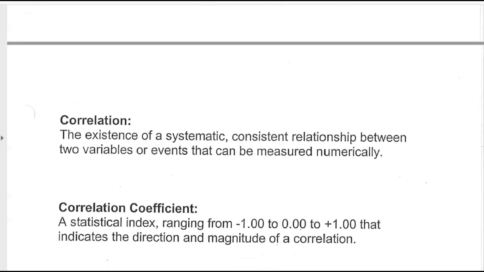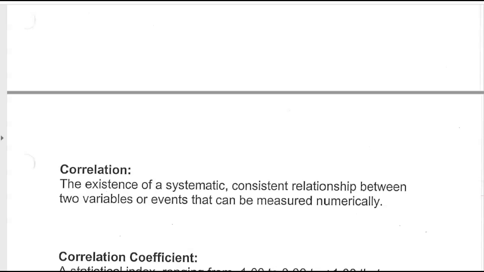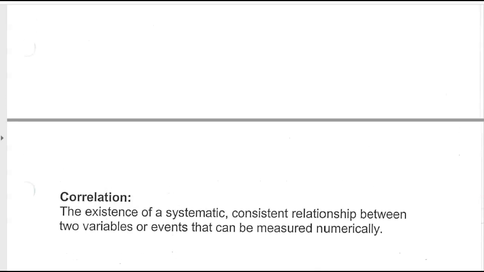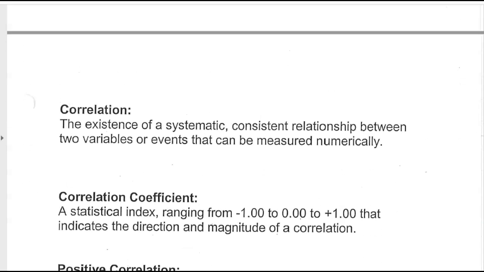Let's get started here. First of all, look at the definition of correlation. The existence of a systematic, consistent relationship between two variables or events that can be measured numerically. Well, what else needs to be said? Just kidding. That's very confusing. We need to translate that into English and have it make sense, don't you think? So let's go through it step by step.